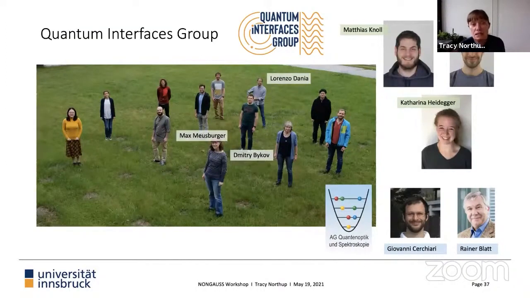Lorenzo is a PhD student on the project. Dimitri is a postdoc. Pau and Matthias, so Pau's a former postdoc, Matthias is a master's student, and they worked on the first project. Max Moisberger is a master's student, Katharina Heidegger is also a master's student. The two of them have both worked on the second project, and Giovanni and Rainer Blatt were collaborators on the self-homodyne.